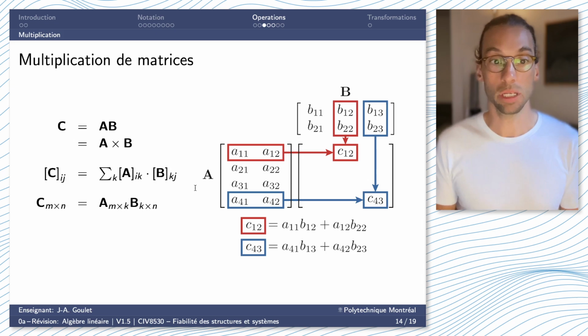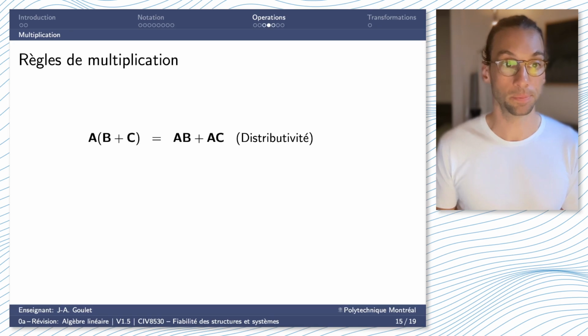If we look at this visually, I want to multiply A, which is a 4 by 2, with B, which is a 2 by 3. So the result is going to be a 4 by 3. For instance, for the term 1, 2, I'm going to have A11 times B12 plus A12 times B22. Same thing for my other term, 4, 3.